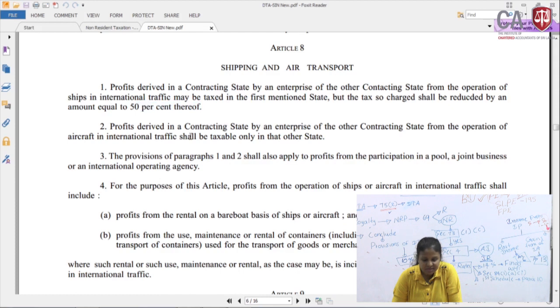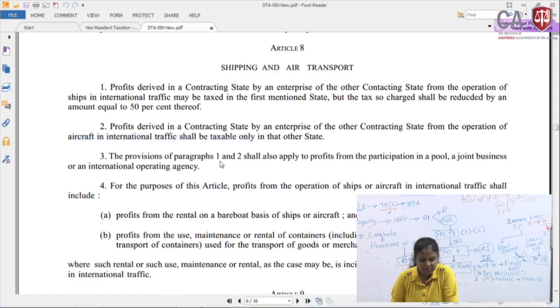2. Profit derived in the contracting state by an enterprise of the other contracting state from the operation of aircraft in international traffic shall be taxable only in that other state. That means if it is Singapore and Sri Lanka, then the other contracting state is Sri Lanka, so it should be taxed in Sri Lanka. That means a Singapore person earning income in Sri Lanka from the operations of aircraft in international traffic shall be taxed in that other state. Yes, it is correct. It's taxed in Sri Lanka.